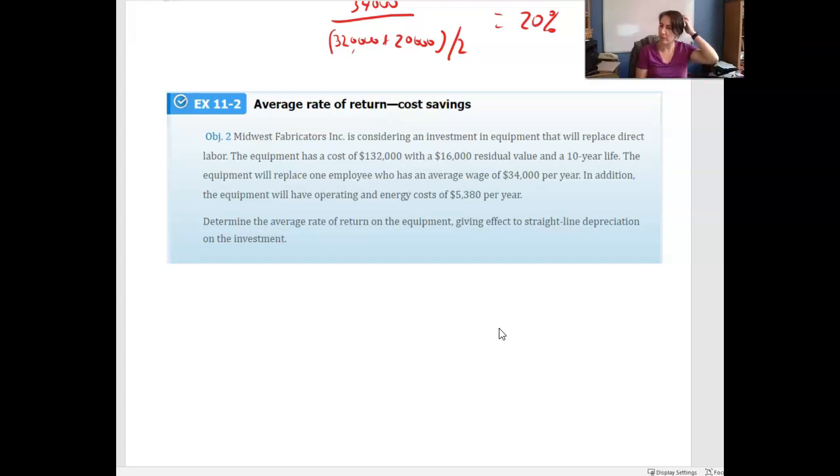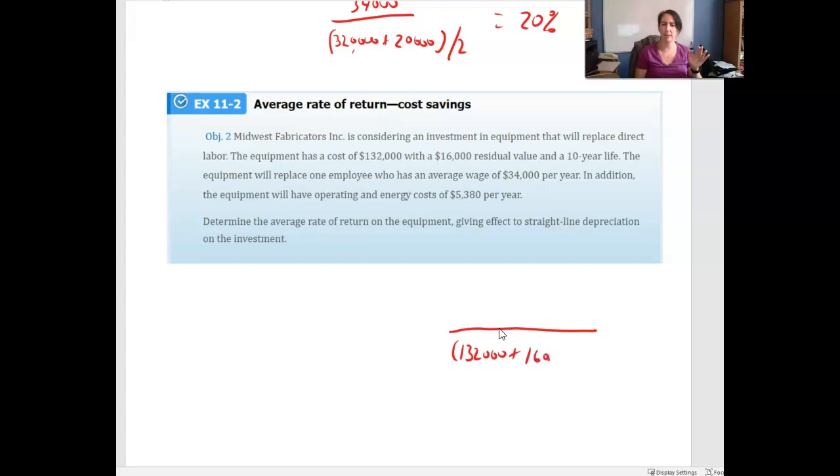Midwest Fabricators is considering investment in equipment that will replace direct labor, right? So you're basically buying a piece of equipment to replace an employee. We're not here to get into ethics of that. The equipment has a cost of $132,000 with a $16,000 residual value and a 10-year life. Okay, so let's just grab that information because that's our denominator. We have that. That's good. We know the beginning value and we know the ending value of the useful life of this equipment.